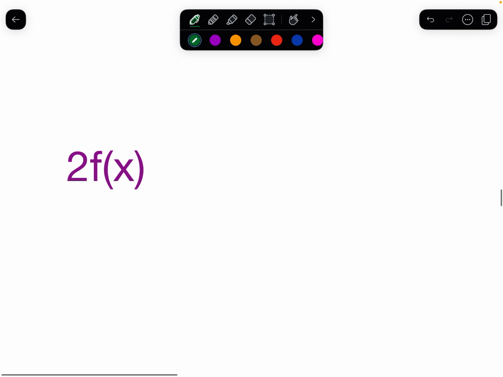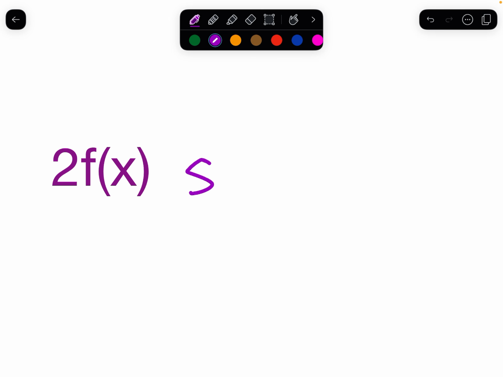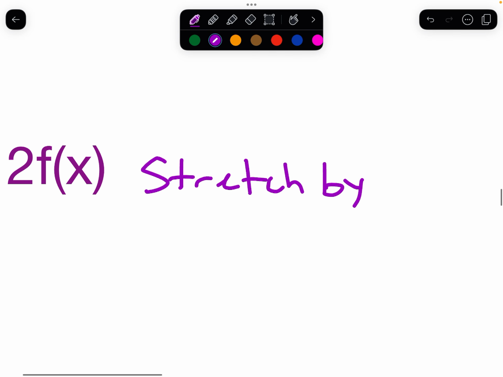Down in purple, 2 times f of x. Well, from the previous slide, when we multiply, that's going to cause either a stretch or a shrink. Here, 2 is bigger than 1, so we're going to double all the y values. That's going to cause a vertical stretch here, specifically a stretch by a factor of 2.